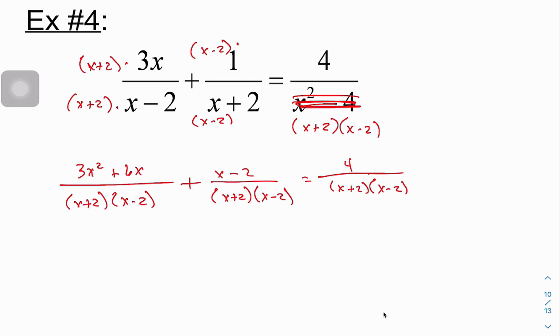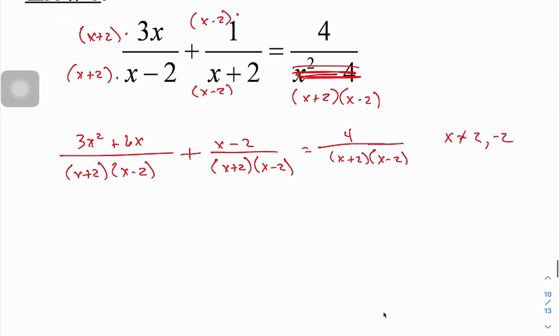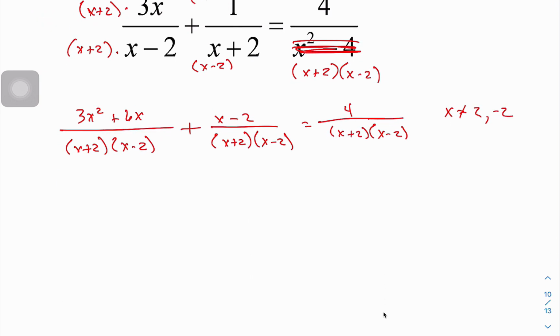And again, right now, before I move anywhere else, what are the values of x that we cannot have in our final answer? x cannot equal what? 2 and negative 2. Okay? If it equals either of those, we have extraneous solutions. And so, we've got the common denominator. Drop the denominators and focus on the numerator. 3x squared plus 6x plus x minus 2 equal to 4.